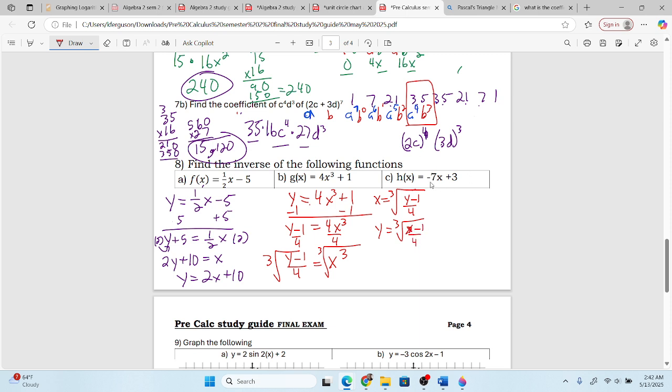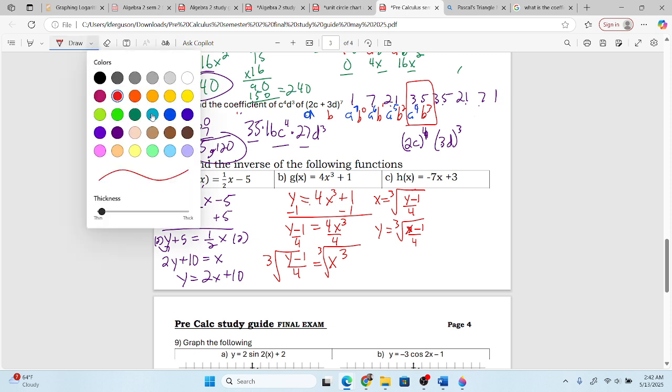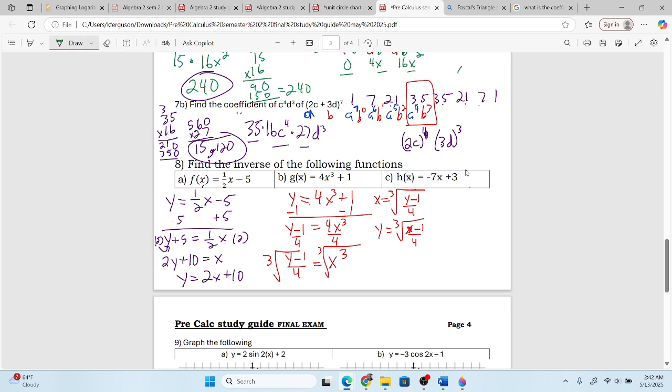And last but not least, I have y equals negative 7x plus 3. So first I'm going to subtract 3 from both sides. I'm going to get y minus 3 equals negative 7x. I'm going to divide by 7 on both sides. So I'm going to get y minus 3 over negative 7 equals x.